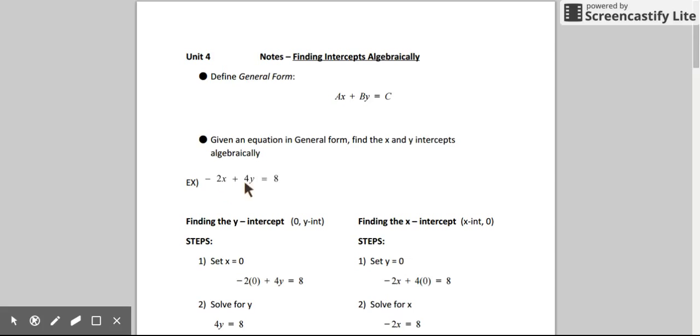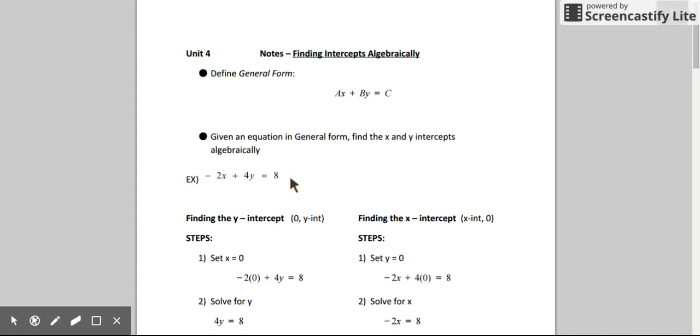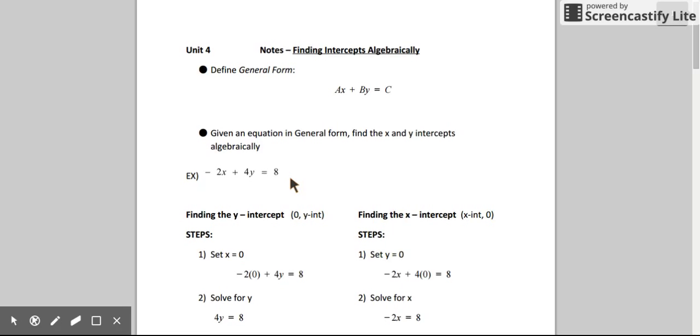-2, 4, and 8 are not anything special by themselves, but we can manipulate this formula and put it into a different form, and then we could talk about some special things like slope or y-intercepts. We can actually just leave it in this form to find x and y intercepts. Here's how we do it.